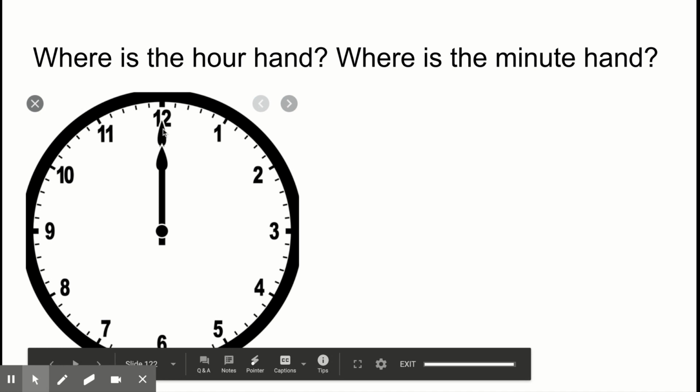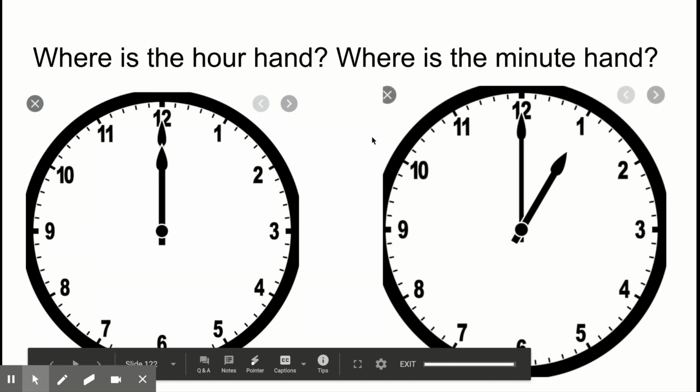If the minute hand moved all the way around the clock, what time would it be? It would be 1 o'clock. Because if the minute hand moves all 60 minutes, the hour hand moves to the next hour, and it would be 1 o'clock. Good work.